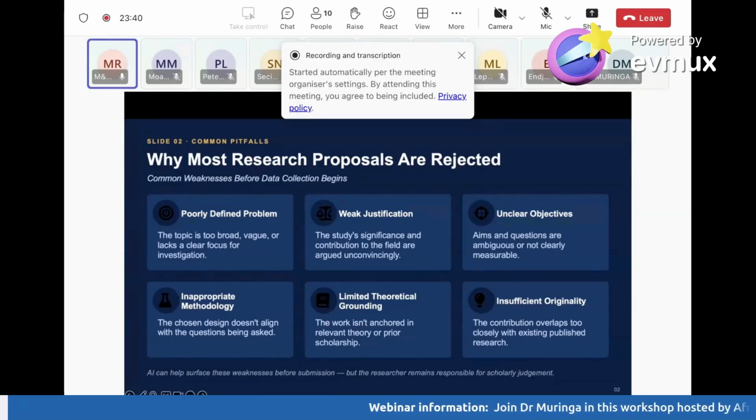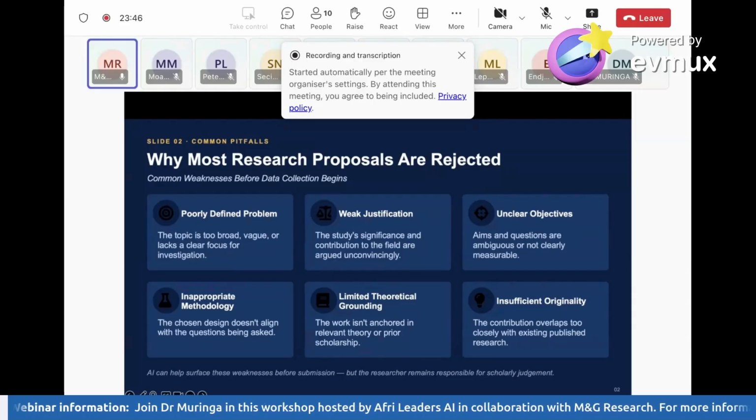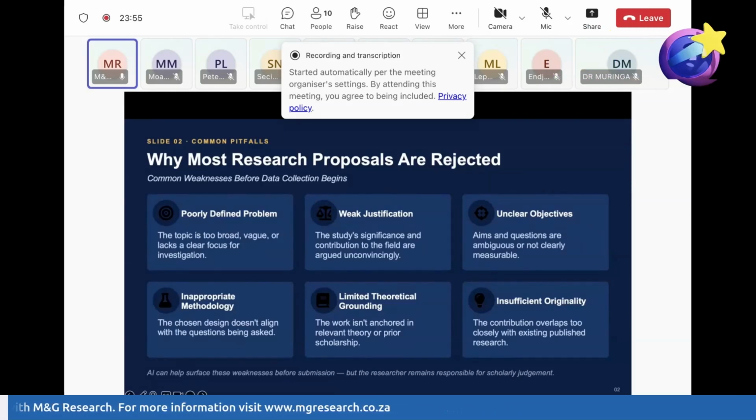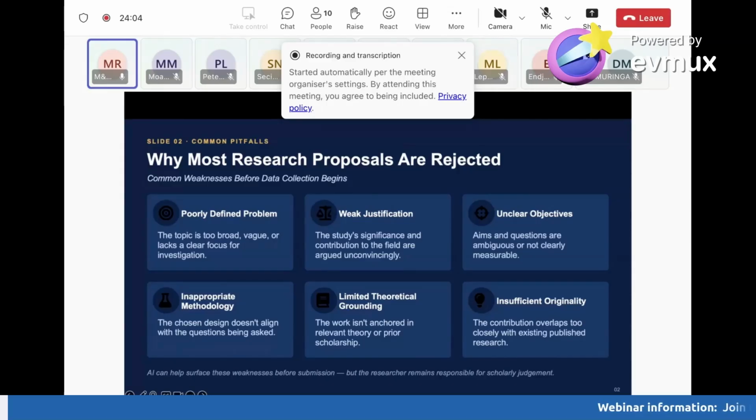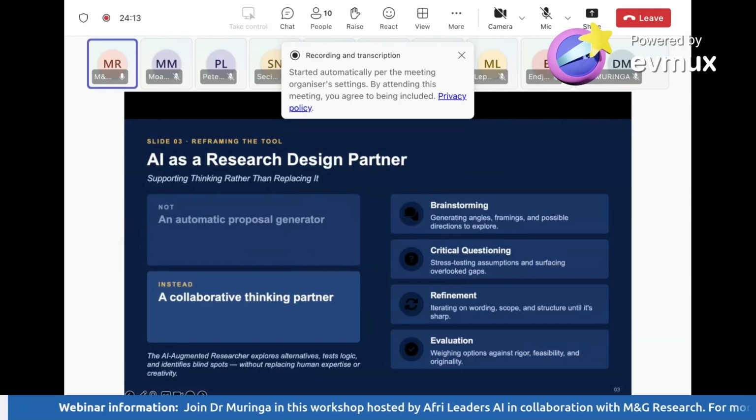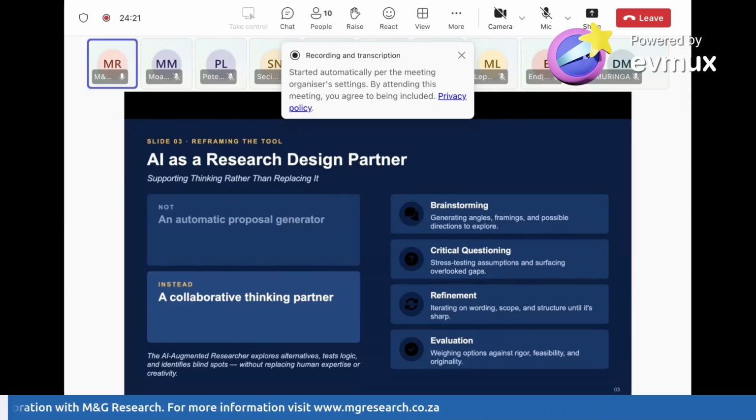So behind these problems and pitfalls of why most proposals are a problem, I think AI can help surface these weaknesses before submission, right? When you've come up with a proposal, AI can actually help you to identify and enhance these areas of weakness that we've identified, but the researcher needs to remain responsible for scholarly judgment, right? So we want to use AI as a research design partner, right?